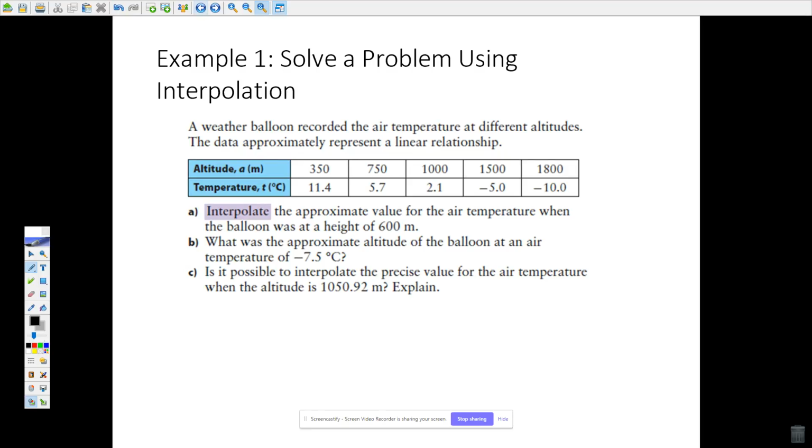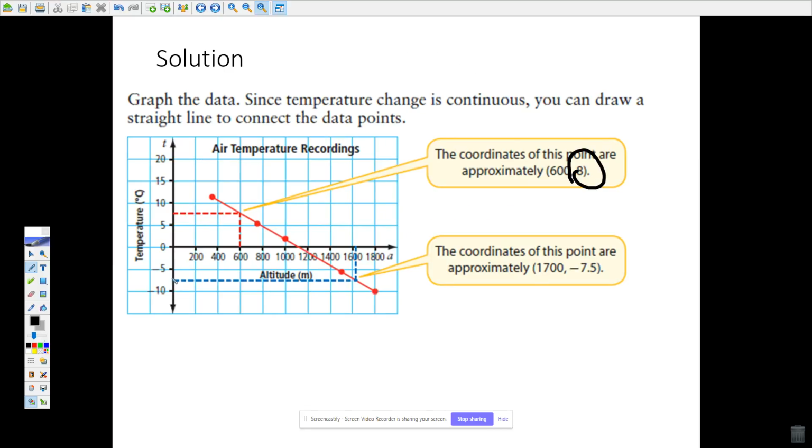For the second question, it says, what's the approximate altitude of the balloon when the air temperature is negative 7.5? So we go to negative 7.5, which should be down here. We scroll all the way over until we hit the graph. We go up, and it looks like it's just over 1600. I'd say approximately 1650. The textbook's got 1700. The answers aren't going to be exact here. You're just looking to be close.